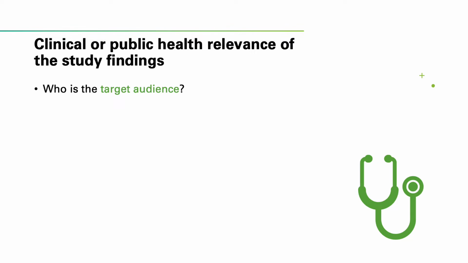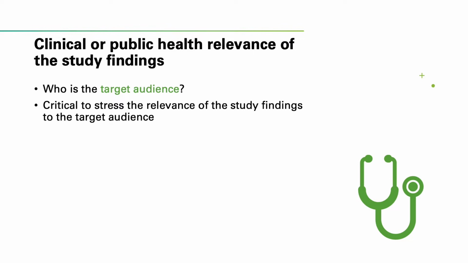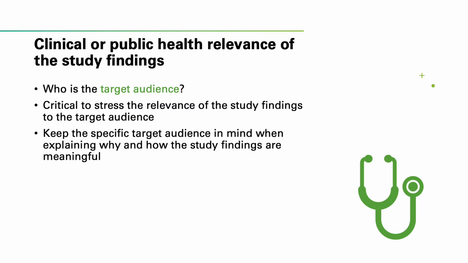For a scientific article in population and public health research, the target audience may be clinicians, other researchers, patient communities, and members of the general public with an interest in the health topic. So it's critical to stress the relevance of the study findings to your target audience. Keep the specific target audience in mind when explaining why and how the study findings are meaningful.